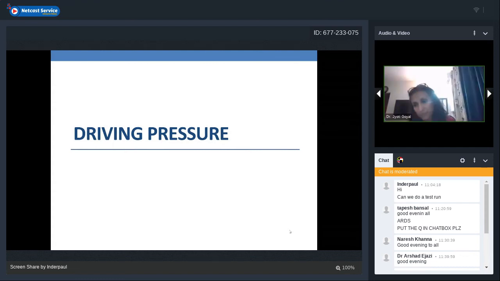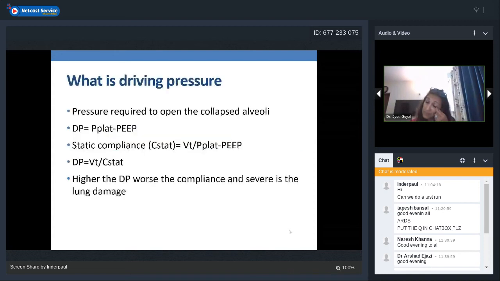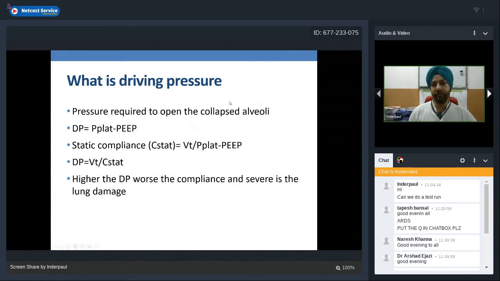So this brings us to the next concept, which has been fairly recent, I would say: the driving pressure. In fact, it is the pressure which is required to open up the collapsed alveoli. And if we know exactly what pressure is required, we might be able to achieve the optimal setting of both tidal volume and PEEP. So what exactly is driving pressure? Driving pressure is plateau pressure minus PEEP.